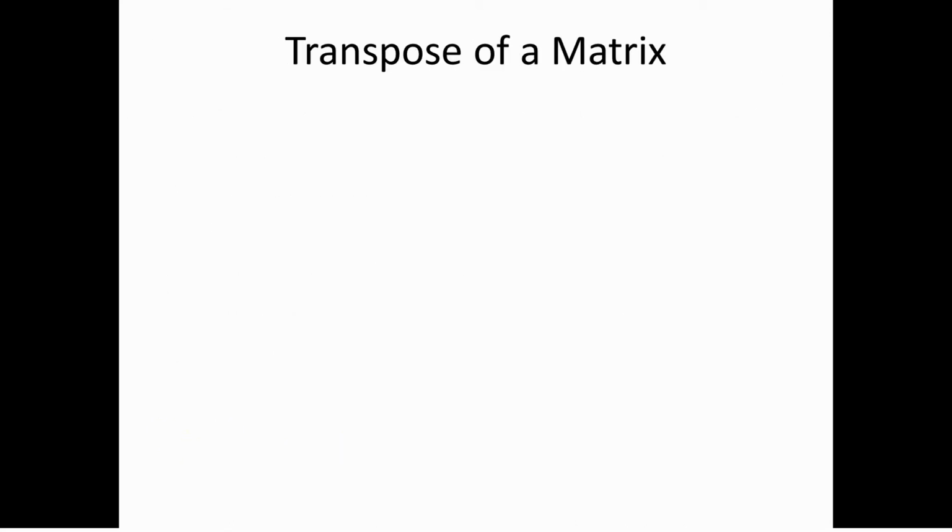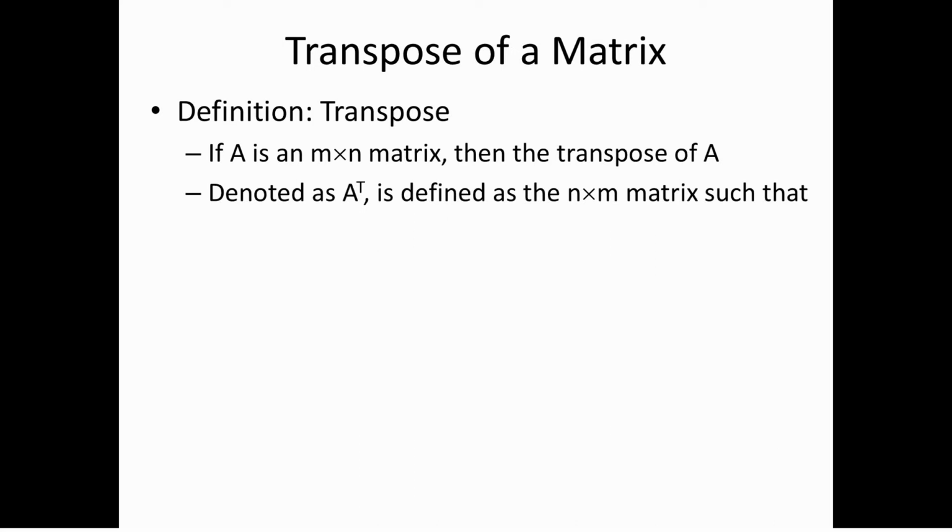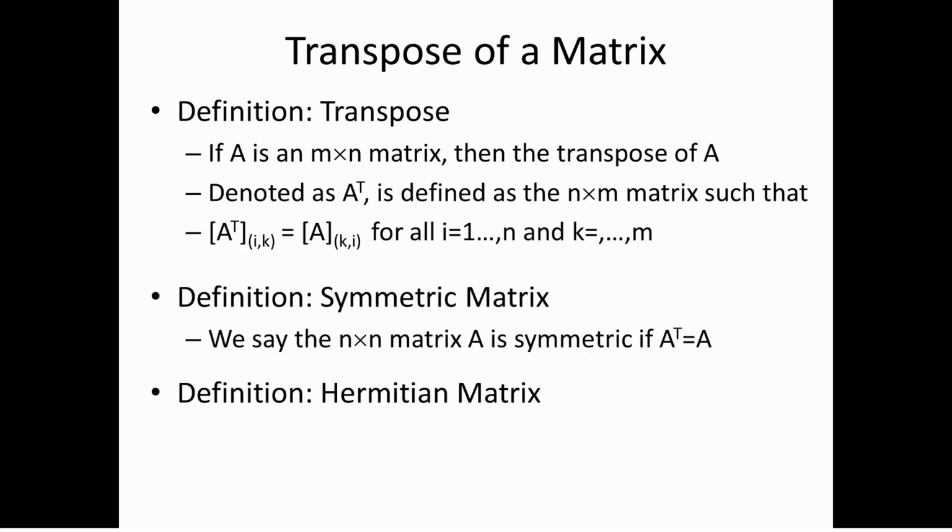Next, I want to talk about the transpose of a matrix. The inverse of a matrix was limited to square matrices. The transpose is not. And we all know what the definition is. If A is an m by n matrix, then the transpose of A, denoted by A superscript T, is an n by m matrix, such that the ith element of the transpose is the kth element of the matrix.